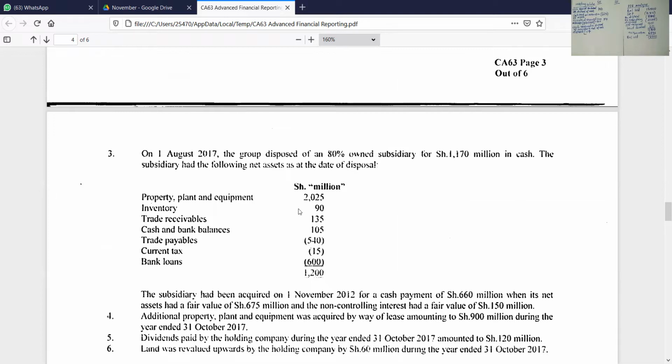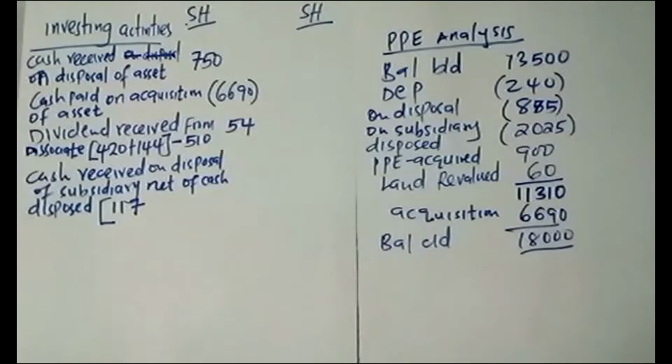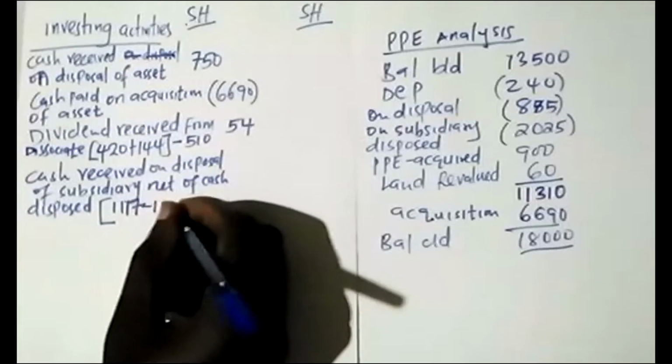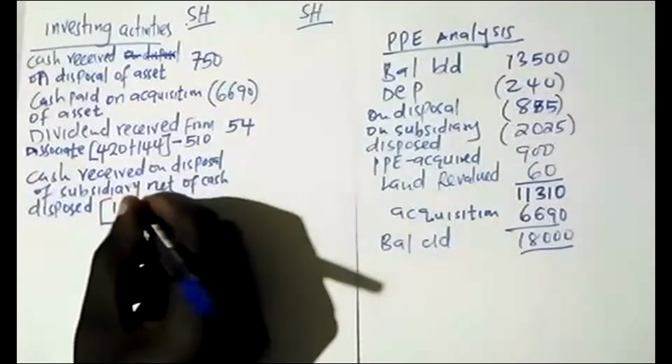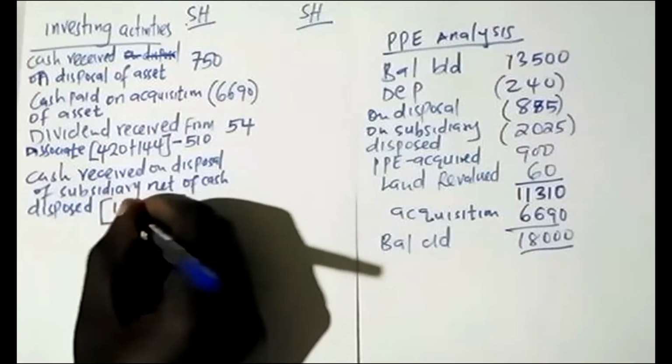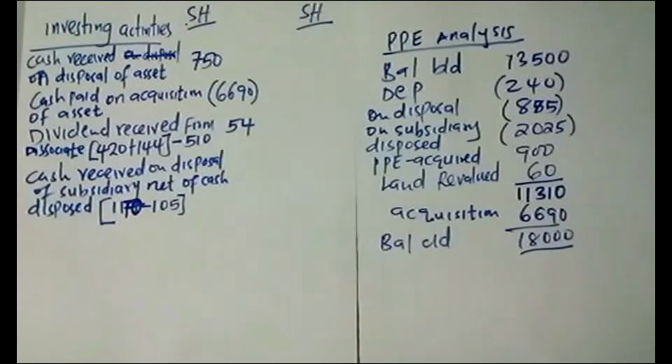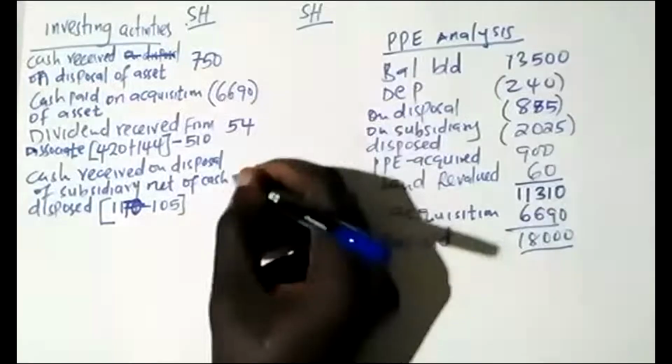But remember that when it was disposing of this, it was having a cash and bank balance of 105. This one, you have to subtract that. That's why I've said net of cash disposed. So there was a cash and bank balance of 105, so 1170 minus 105. So this is 1170, not 1117. So 1170 minus 105, so there's 1065.